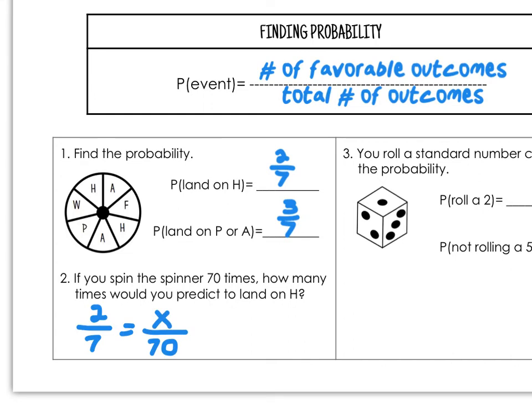Now you can either work across like this. I see a relationship between 7 and 70, and then 2. You can figure out what to do to 2 to figure out what X is, or you can do the cross products. I'm going to choose to work across just because it'll be faster. So here we have 10 times 7 is 70. So then 10 times 2 is going to give me what X is. So then my answer is going to be X equals 20. So I'm going to label it 20 times.